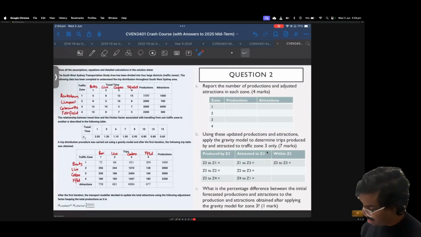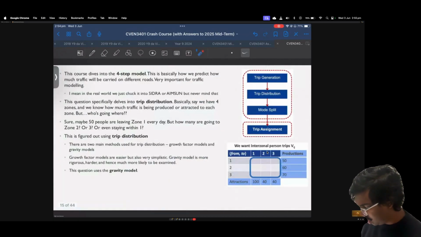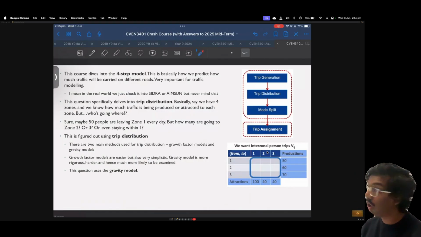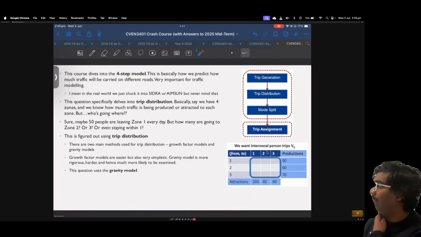So, this is part A. Actually, I'll read through the question afterwards. Let's go through the theory first, okay? So, this course dives into the four-step model. This is basically how we predict how much traffic will be carried on different roads, and it's very important for traffic modeling. Obviously in the real world, to be honest, I don't work in structural engineering, so I don't actually know. In the real world, you'll just use SIDRA or AIMSUN. You learn about SIDRA if you decide to do CVEN3401 with Divya. It's the same. I'm sure she'll plug it to you guys anyway. This question specifically delves into trip distribution.